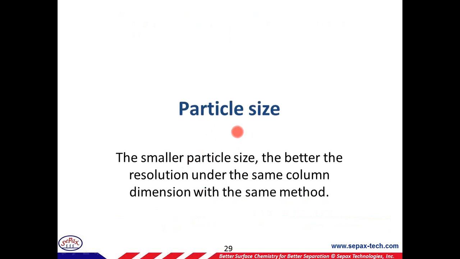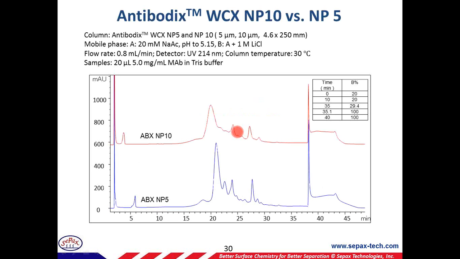Okay, so we talked about all the variables, and this one is going to be the particle size. All the same column chemistry, but different particle sizes for the cation exchange. The smaller the particle size, the better the resolution under the same column dimension with the same method. A lot of times when you go down in particle size, you can actually shorten the column and still achieve the same resolution. But for comparison reasons in this webinar, we use the same column dimension but different particle sizes.